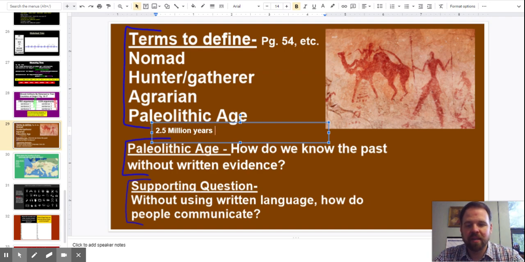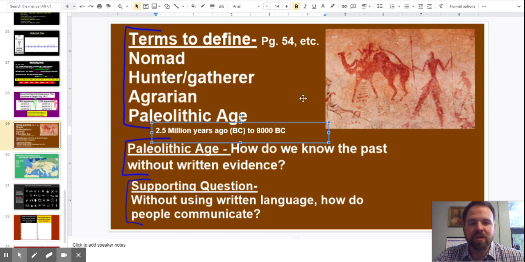So basically, BC, obviously by a long shot. So basically, 2.5 million BC, only off by about 2,000 years, so that's not really that big of a time period. And it goes all the way up to 8,000 BC. Okay, so if you're looking at this, that's a long stretch of time.